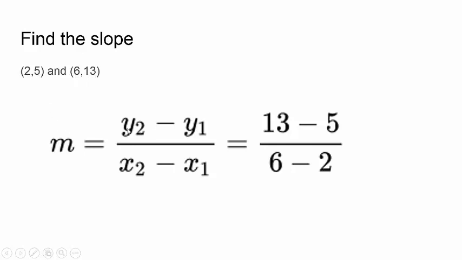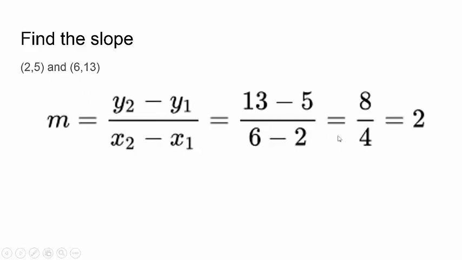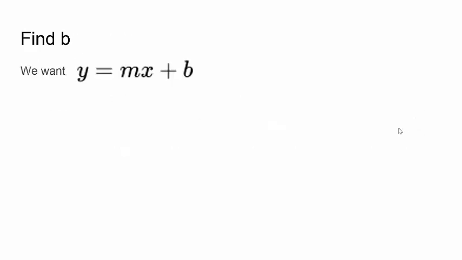So our slope is y2 minus y1, 13 minus 5, over the change in x, 6 minus 2. 13 minus 5, of course, is 8. 6 minus 2 is 4, so we get a slope 8 over 4, which is 2. We're halfway done. We have the slope. Okay, our ultimate goal is y equals mx plus b. I know m now. Now I need to find b.